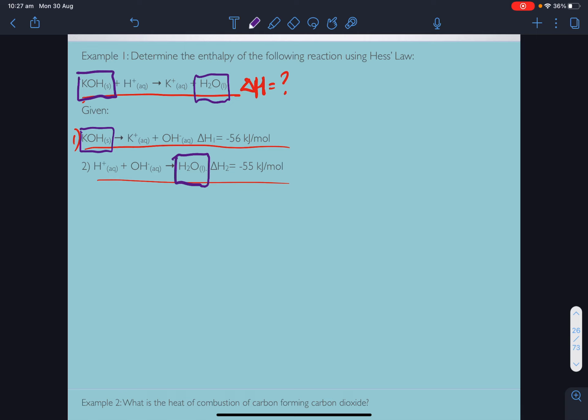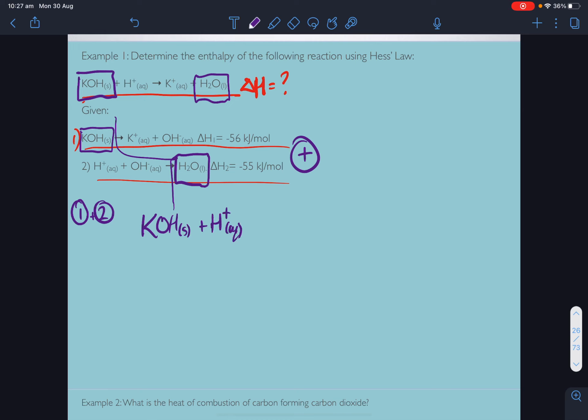Okay, so what I'm going to do is draw my line here, and write down all the reactants. I'm going to add these 2 together. 1 plus 2 is going to give me, from the top one, potassium hydroxide solid, and from the bottom one, a H plus and a hydroxide. Okay, that's all that's on the left of both equations. On the right of both equations, from the top, I've got a potassium ion and a hydroxide ion, and a water. Okay?